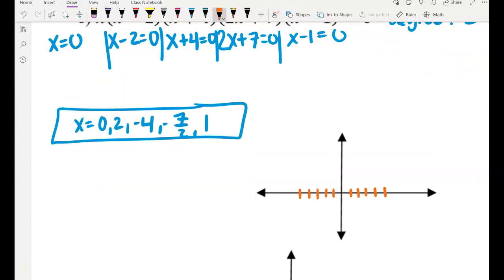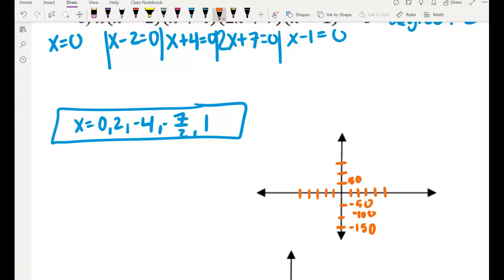1, 2, 3, 4, 5. The y's, I'm going to label by negative 50, negative 100, negative 150. On the top, we're going to do the same thing, 50.